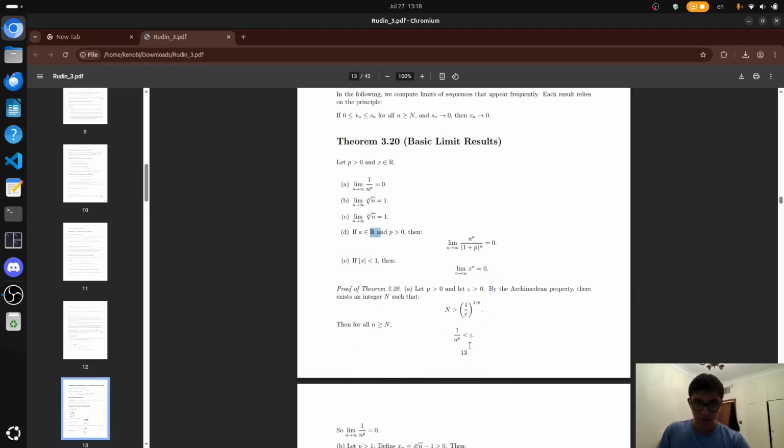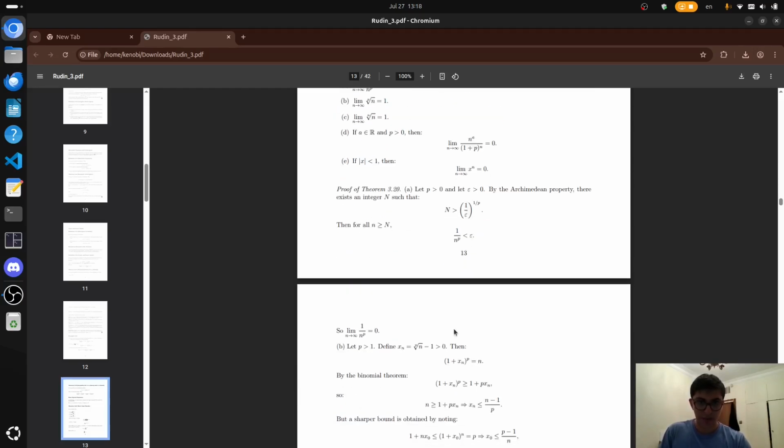So the trick here, for the first one, is to take n greater than 1 over epsilon to the 1 over p, such that when you replace it, you're going to get that this sequence is less than epsilon, because this is basically undoing what this is doing. When you plug it in, you're going to get epsilon. So it's going to be less than epsilon, and that's the proof of it. So the limit as n goes to infinity of 1 over n to the p equals 0.